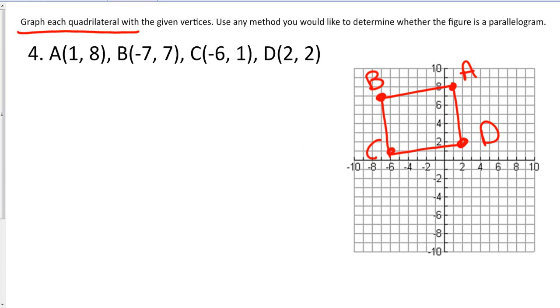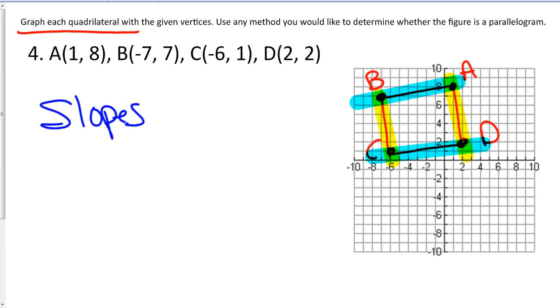Now, here's what we need to do. You have several methods, okay? We had where you could compare slopes, right? And so I would have to then compare the slopes of BC and AD, and those 2 slopes would have to be the exact same, and AB and CD, those 2 slopes would have to be exactly the same, because if our slopes are the same, then our lines are parallel. That is not the longest way to do this, but not the shortest either.